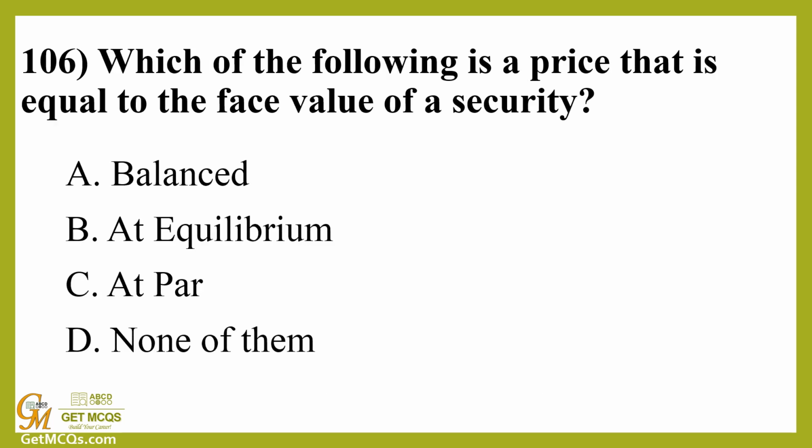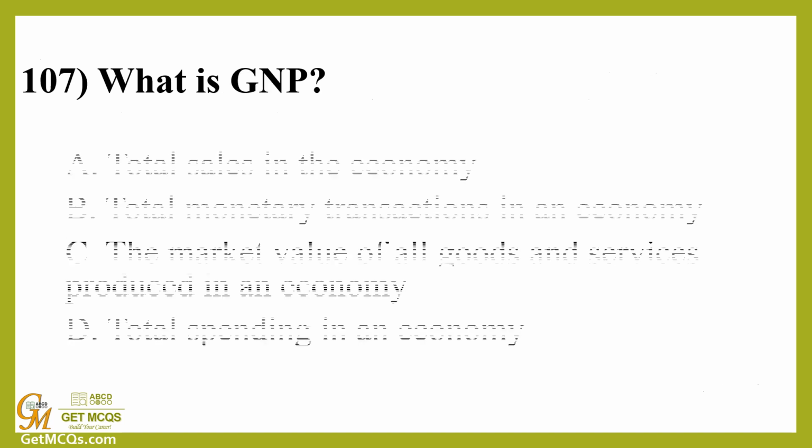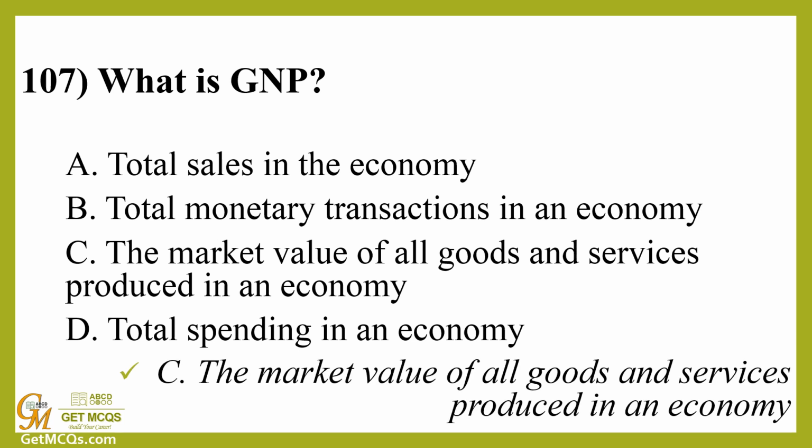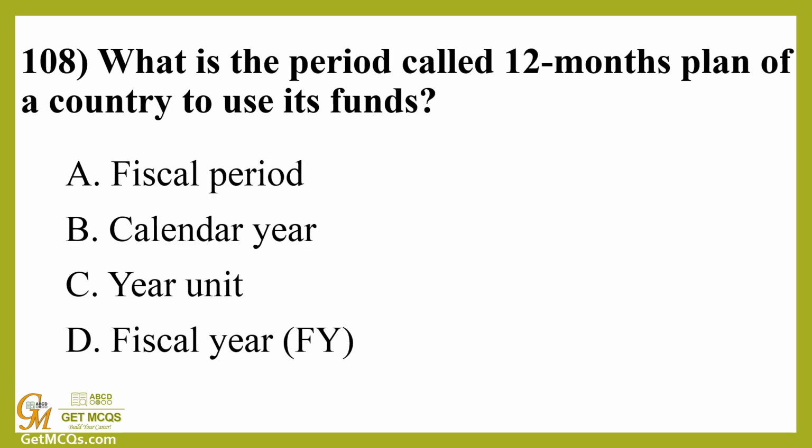106. Which of the following is a price that is equal to the face value of a security? C. At par. 107. What is GNP? C. The market value of all goods and services produced in an economy. 108. What is the period called, 12 months plan of a country to use its funds? D. Fiscal year, FY.